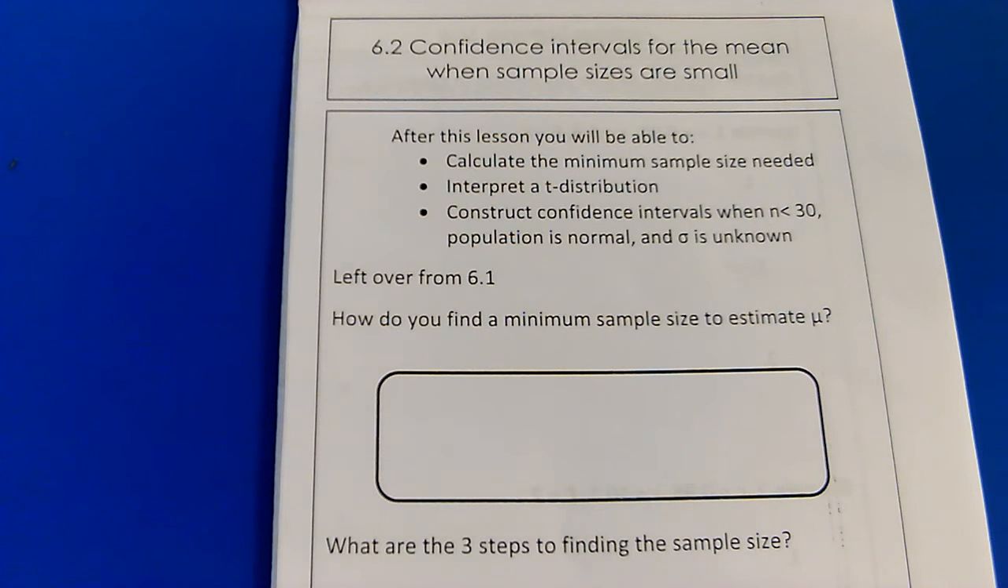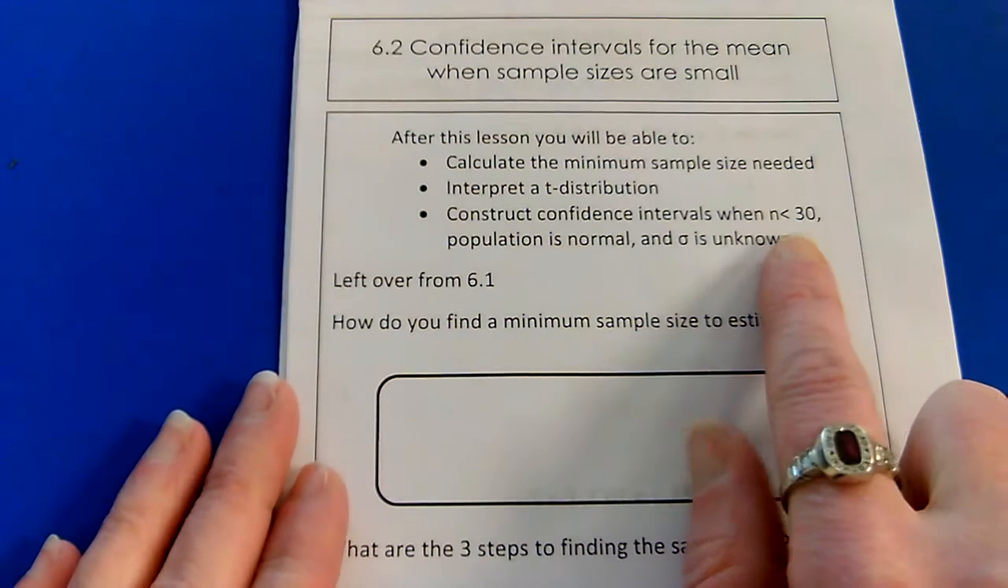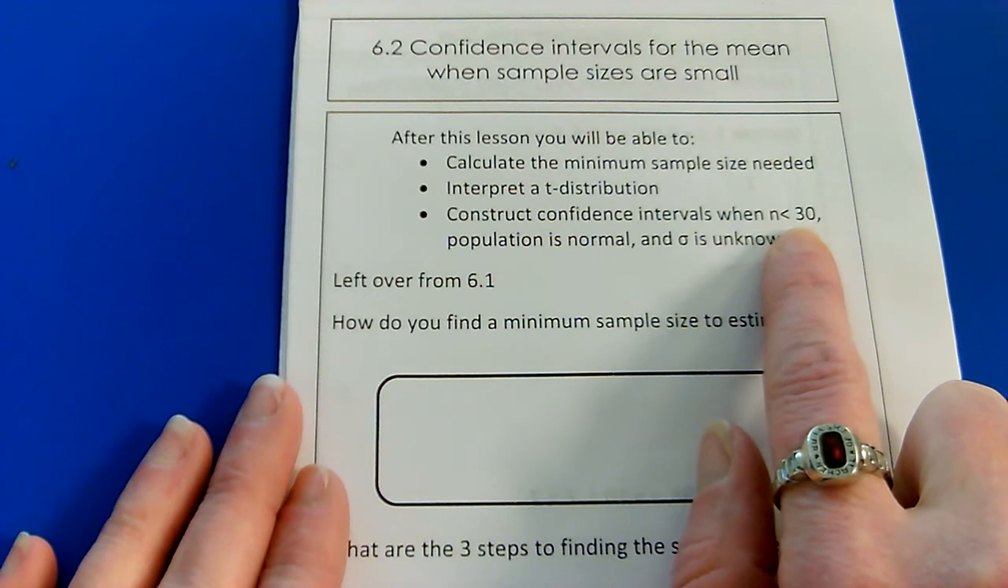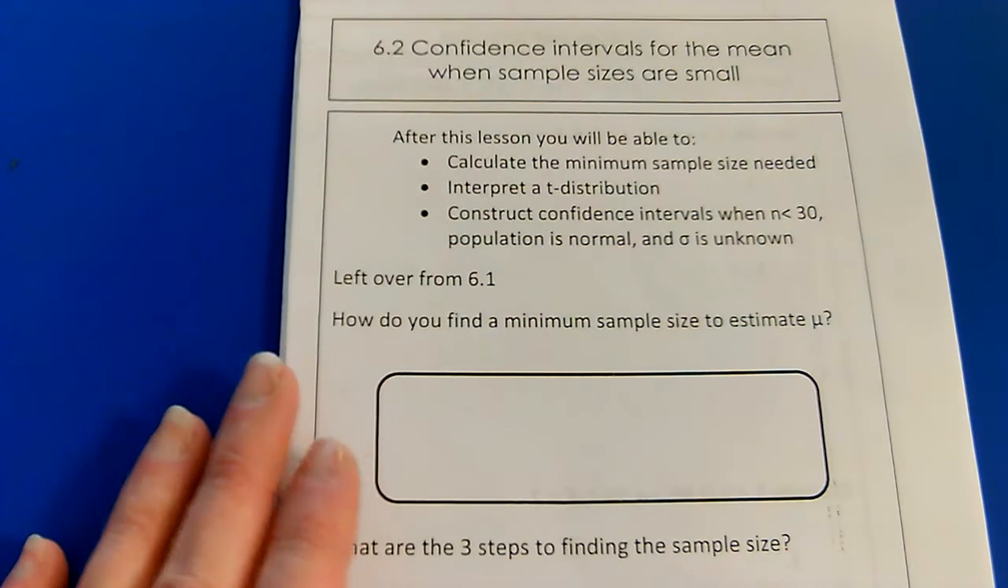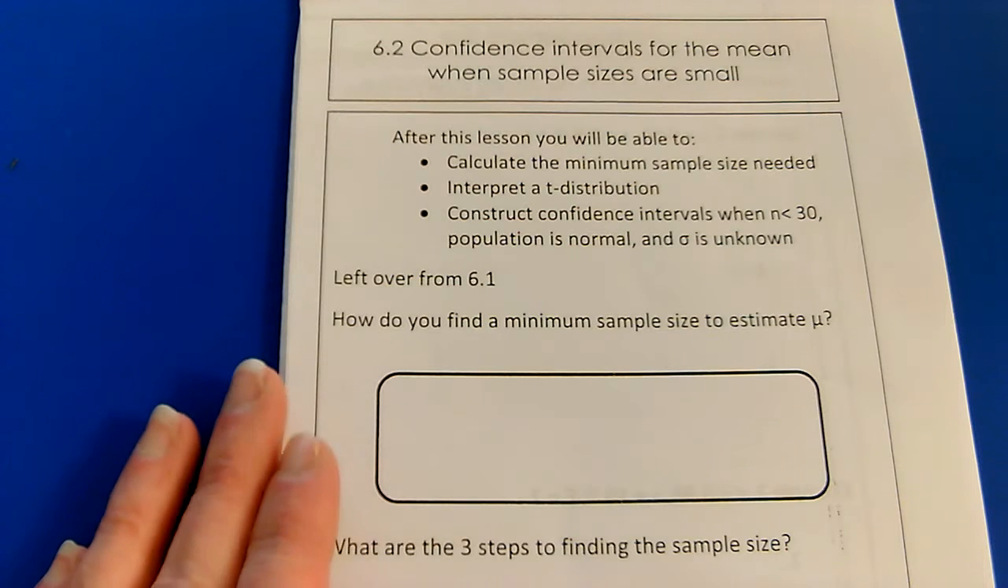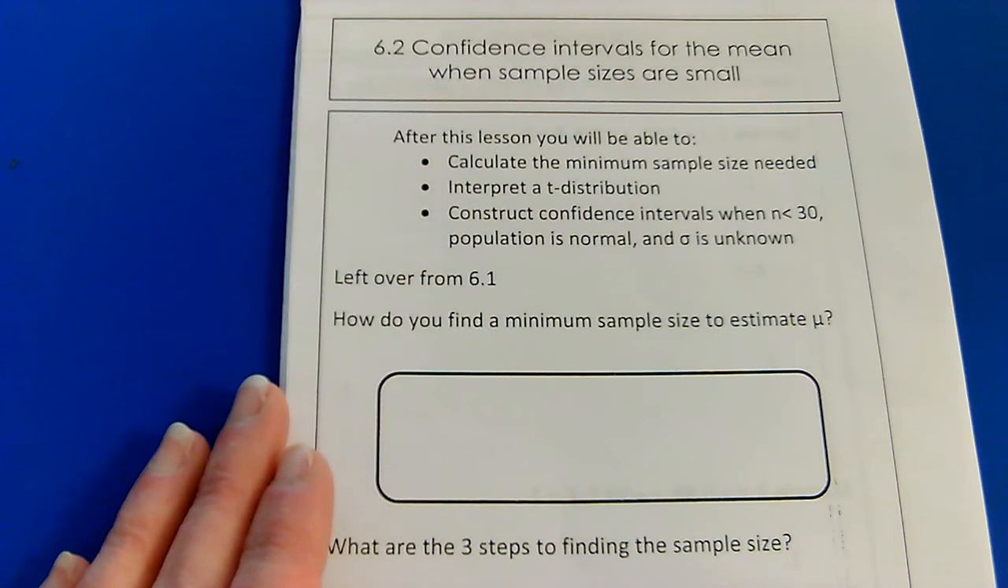All right. So we're going to be continuing to talk about confidence intervals for the mean. But this time we're going to be concentrating on when the sample sizes are small. In other words, when your sample size is less than 30. So we have to change things a little bit if it's less than 30.